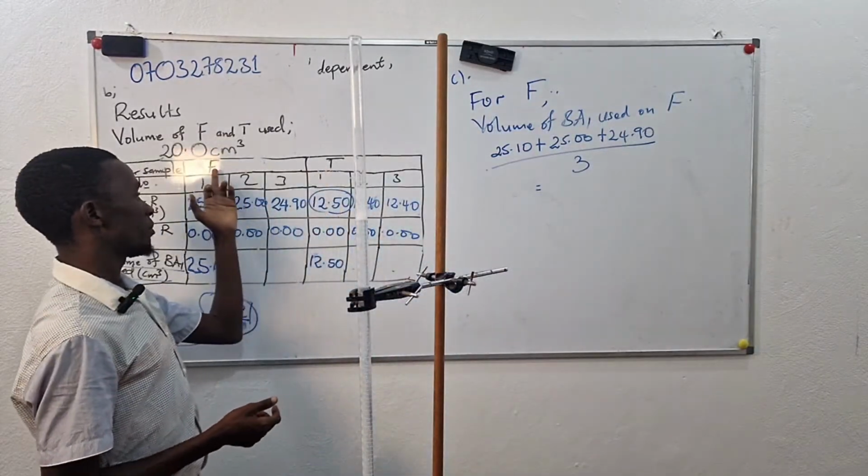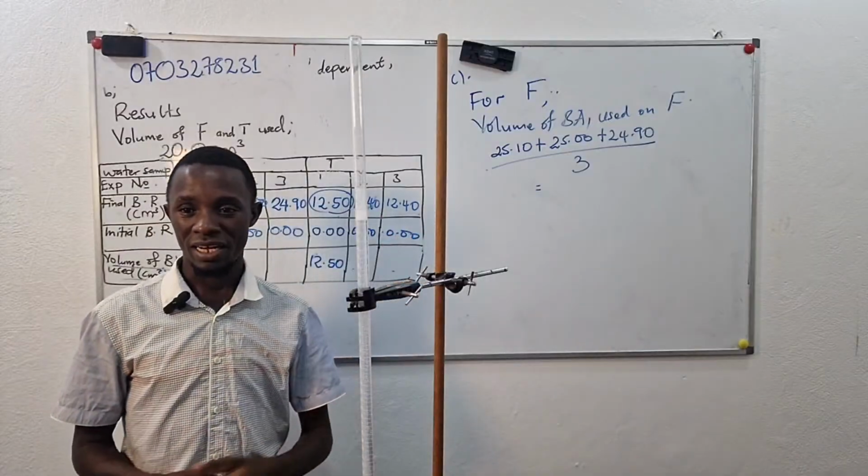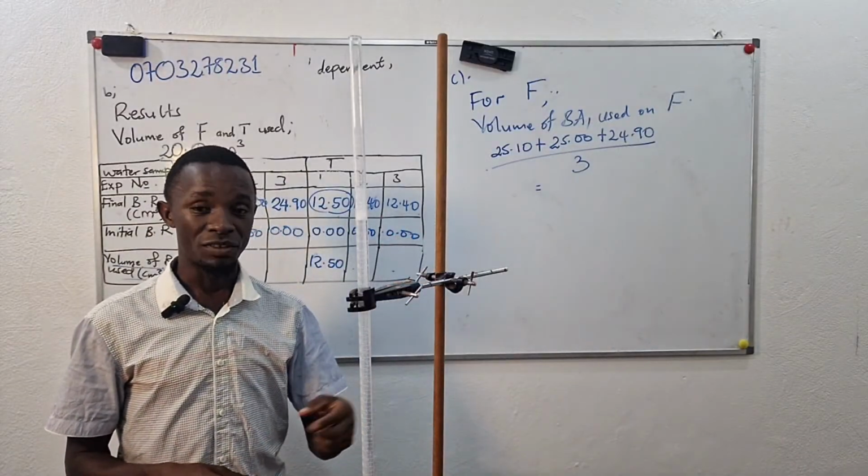Which of these two water samples, F or T, should be used by the company, the washing service providers?